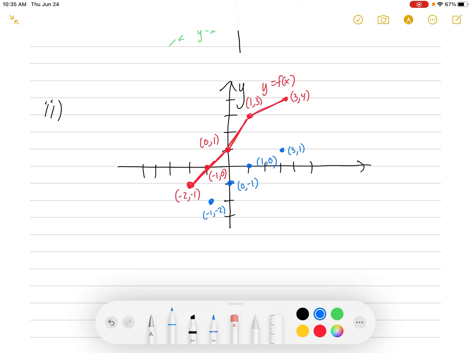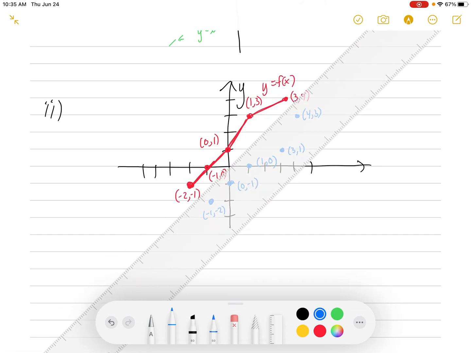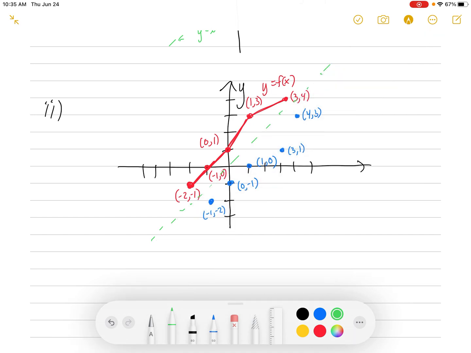I'm going to take 1, 3 and swap those out. I'm going to get 3, 1. That would be here. And I'm going to take 3, 4 and swap those out. I'm going to get 4, 3. That would be right here. So I'm swapping my x's and my y's. Now imagine that you have this line here. I'm actually going to draw it.